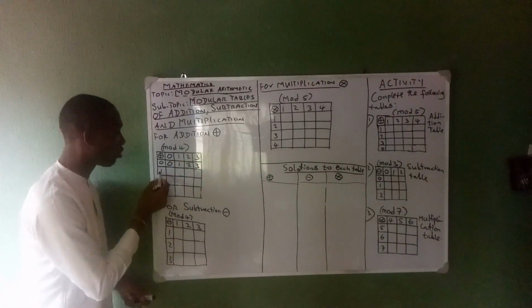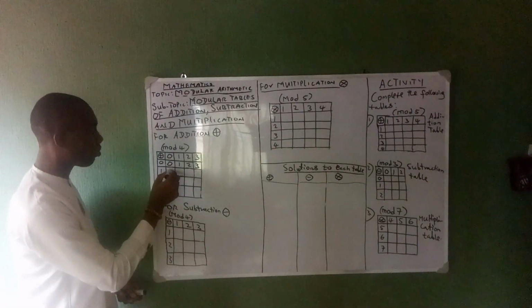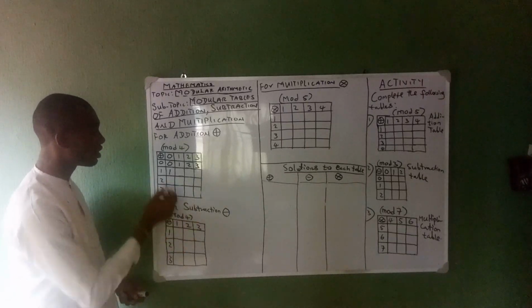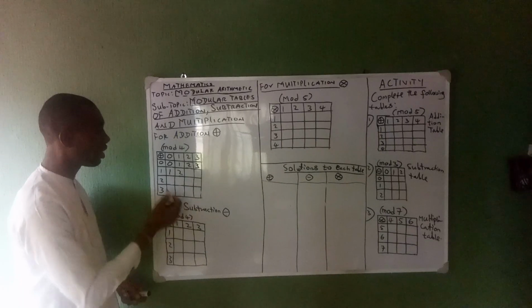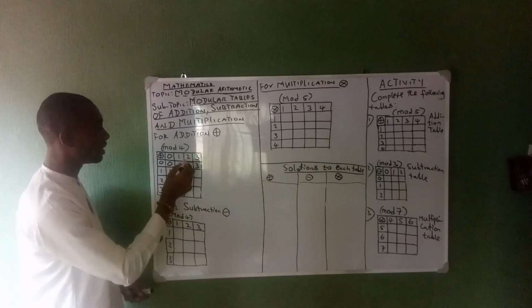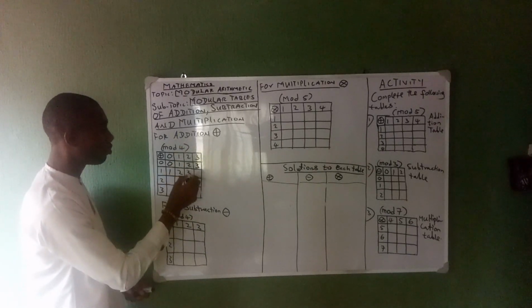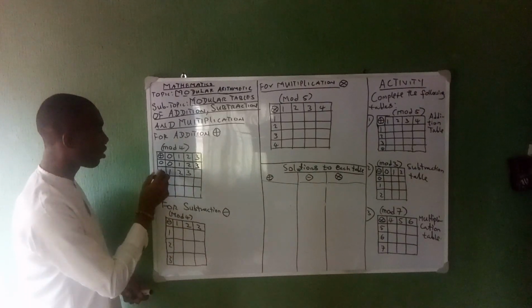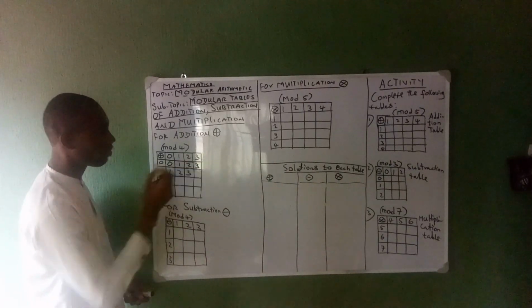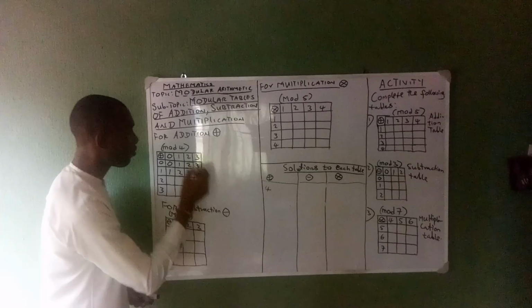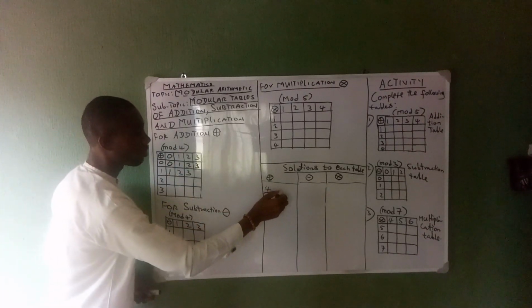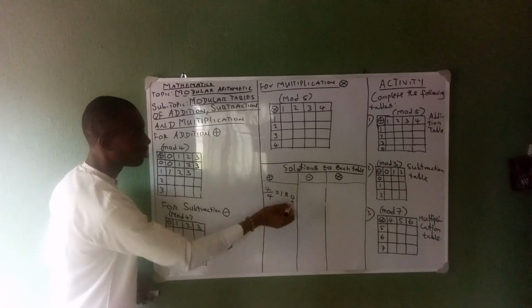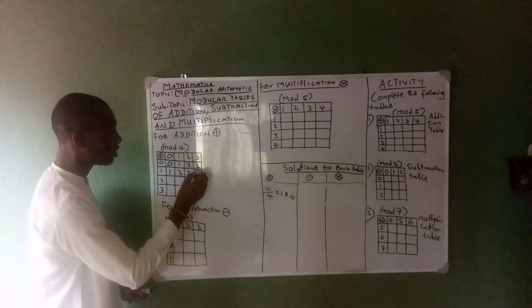Now, let us take the row of 1. 1 plus 0 is 1, our normal arithmetic. 1 plus 1 is 2. 2 is no more than 4, so we'll put 2 here. 1 plus 2 is 3. 3 is no more than 4, we'll put 3 here. 1 plus 3 here is 4. We have 4 here, and 4 cannot repeat itself. So we'll say 4 divided by 4 will give us 1 remainder 0. So this remainder, which is 0, we put it here.